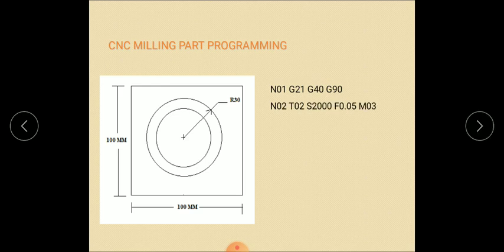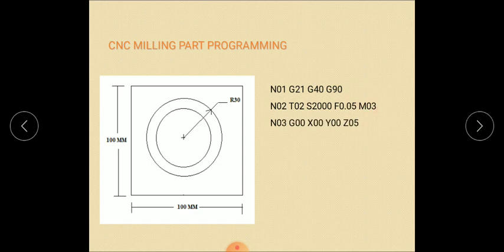Next, N02, T02, S2000, F0.05, M03. Here T02 represents the specific tool which needs to be selected. Then S2000 represents the speed, and F represents the feed rate. Then M03 means the spindle starts in the clockwise direction.